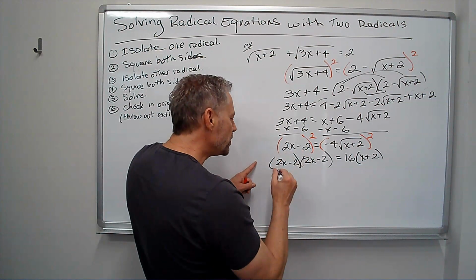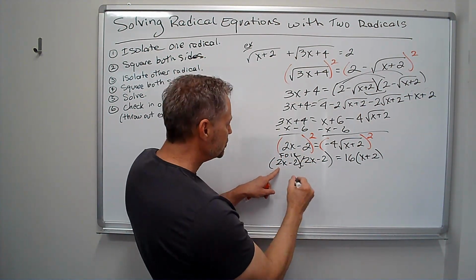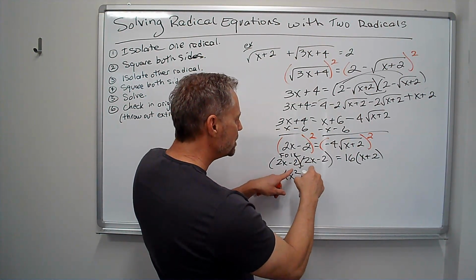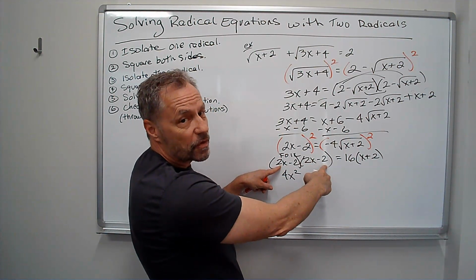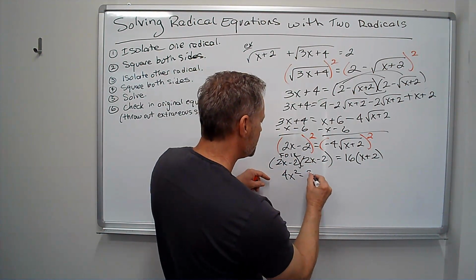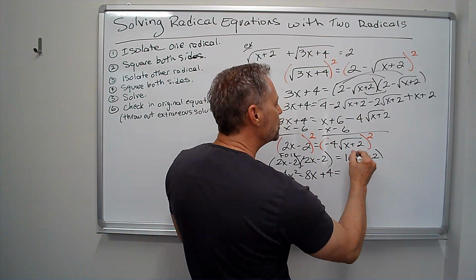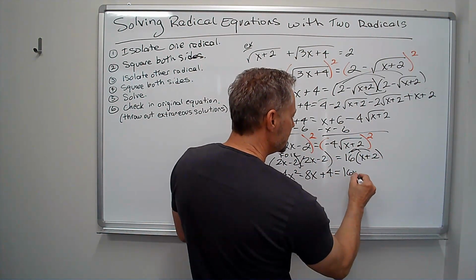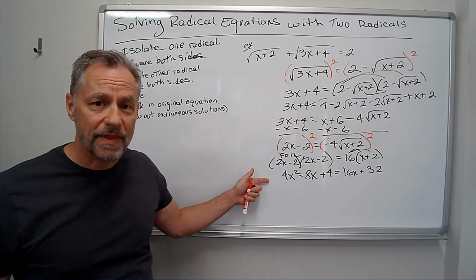And now when I FOIL this out, I'm going to get 2x times 2x is 4x squared. Negative 2 times 2x is negative 4x, but then I get another negative 4x, so negative 8x. And then negative 2 times negative 2 is plus 4. Equals, and here I'll just distribute, 16x plus 32. Okay, so I just FOILed that out.